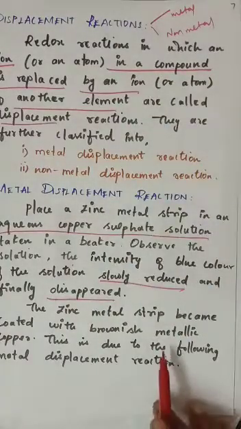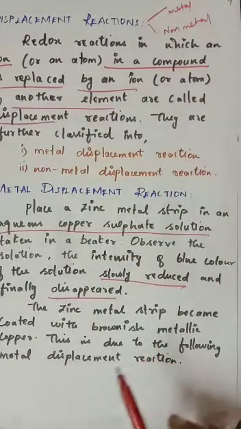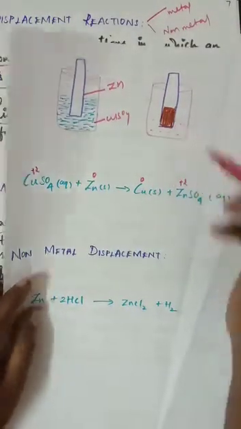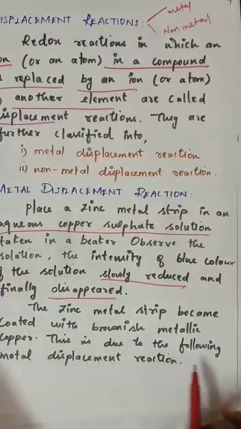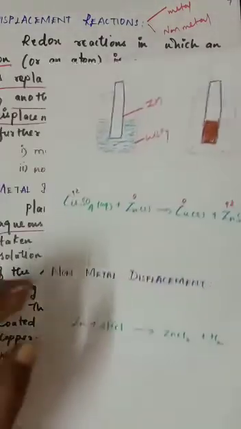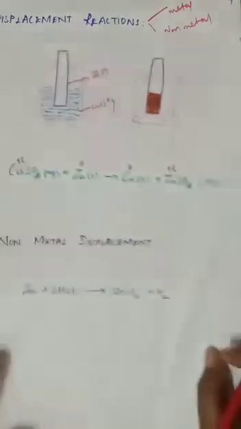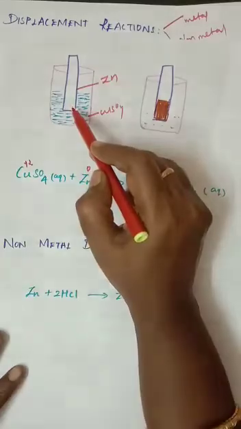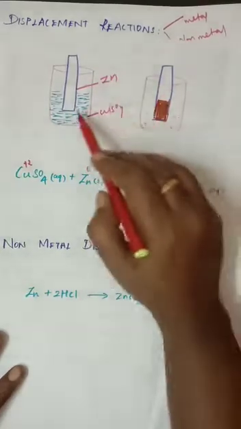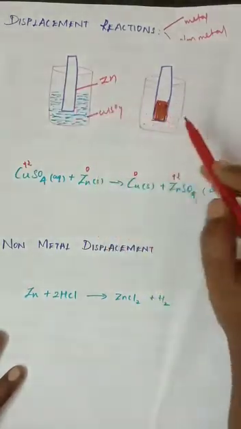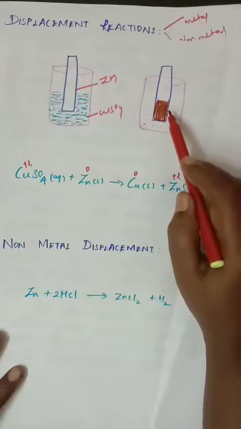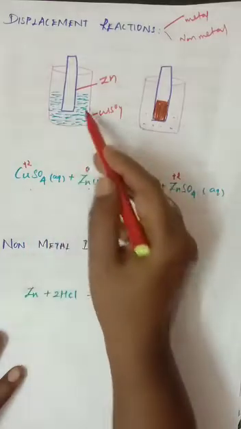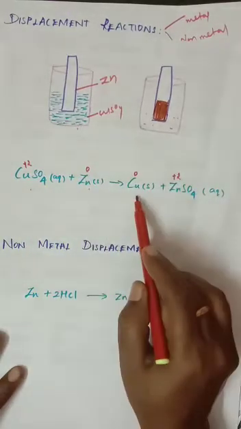So what happened here? The zinc metal strip became coated with brownish metallic copper. See here, the zinc metal is coated with brownish metallic copper, and this is due to the following metal displacement reaction. After some time the transfer of electrons takes place, so this rod will become brownish in color. The zinc rod is placed in a copper sulfate solution.